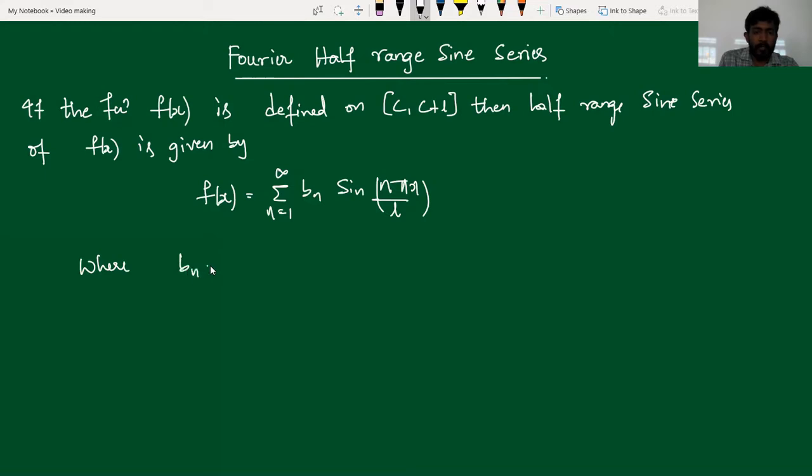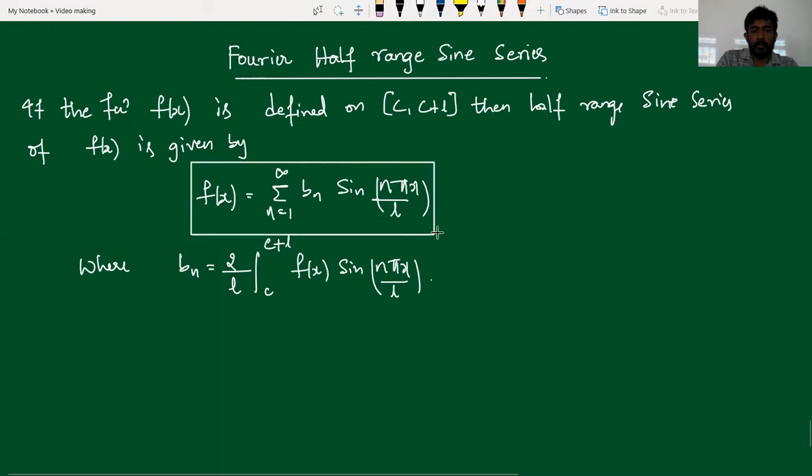the formula to find the Fourier coefficient bn is given by 2 by L integral c to c plus L f of x into sine n pi x by L. So this is the required Fourier sine series for the given function f of x equal to some arbitrary function defined on the interval c to c plus L.